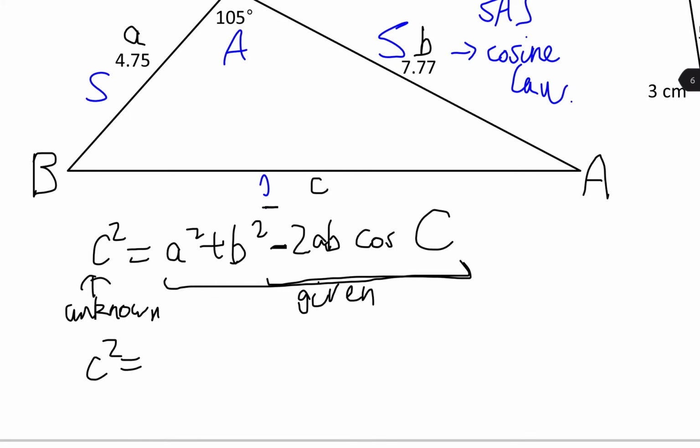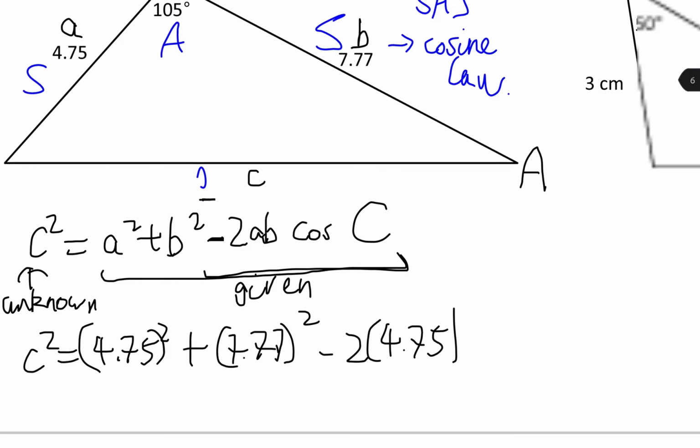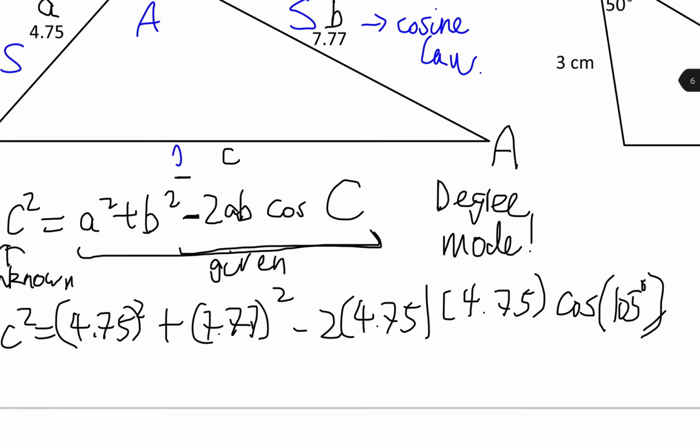C squared is equal to A squared, which is 4.75 squared, plus B, which is 7.77 squared, minus 2 times A. Notice I put brackets beside every substitution. That is very important. Times cosine of 105 degrees. Don't forget to be in degree mode. Okay, don't forget you're in degree mode.